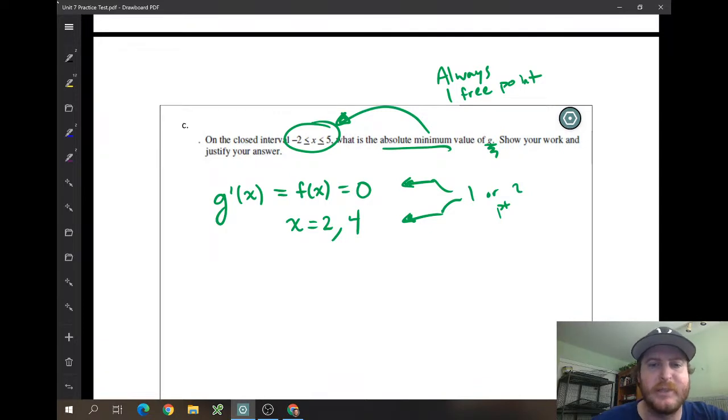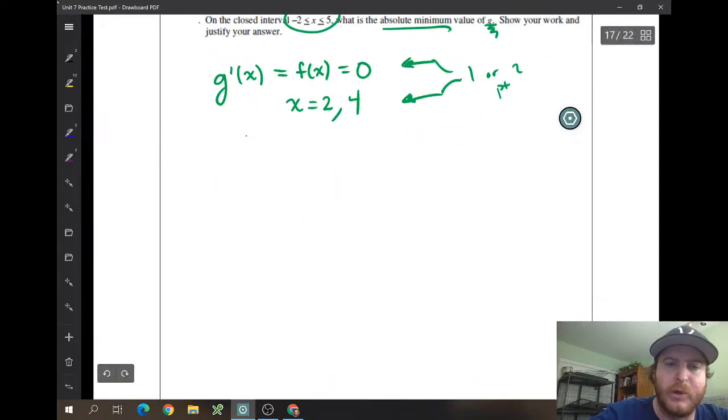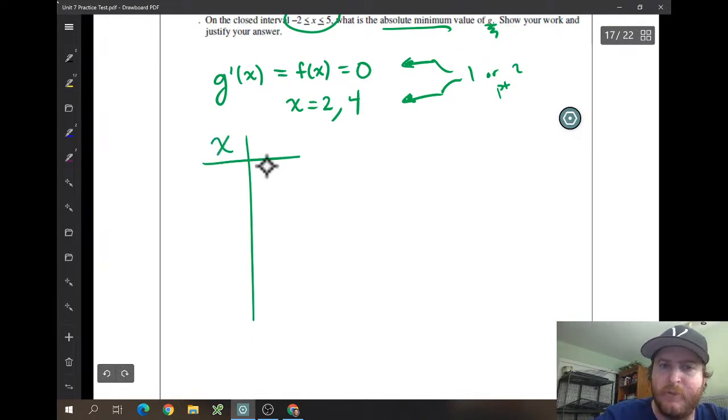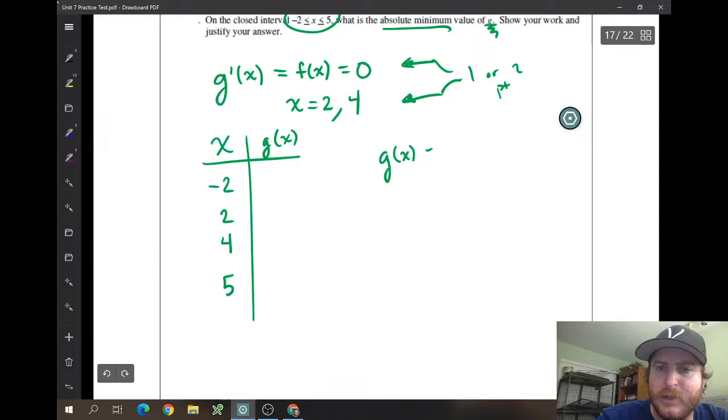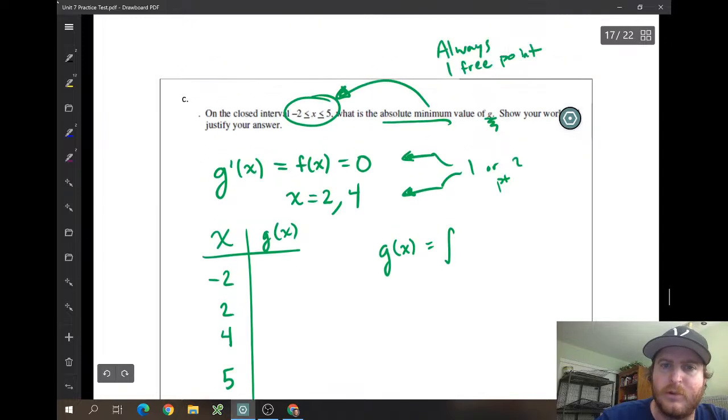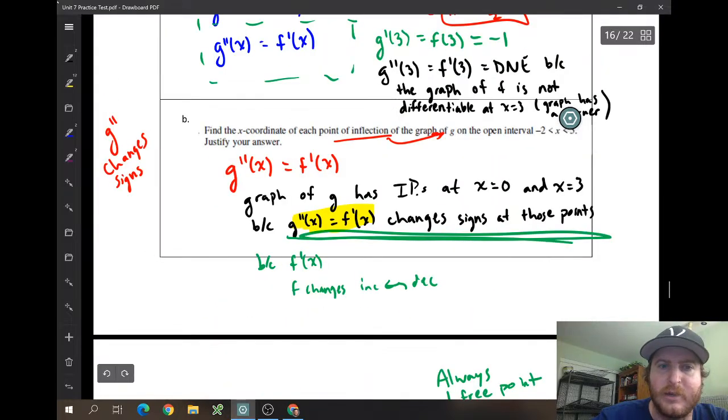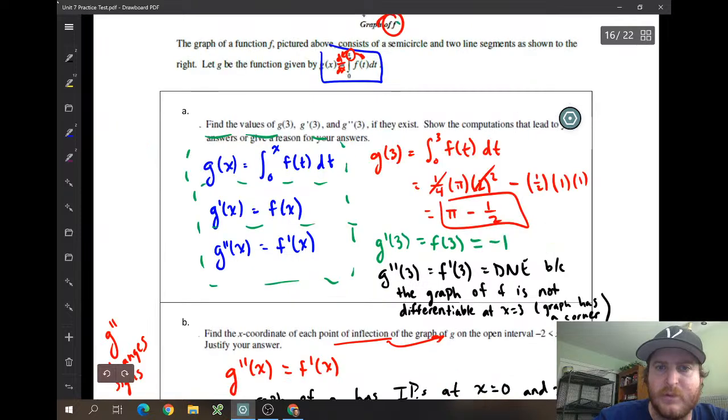Now the next part is definitely hard. The next part is where we're going to make the table. We're going to put in x. Now we wanted the minimum of g, so this is going to be g of x. And then this is where we put in our endpoints, so negative 2 and 5, and our critical points, so 2 and 4. And so now we need to say, okay, g of x is equal to the integral, and I believe this was from 0 to x. Yes, from 0 to x of f of t dt.